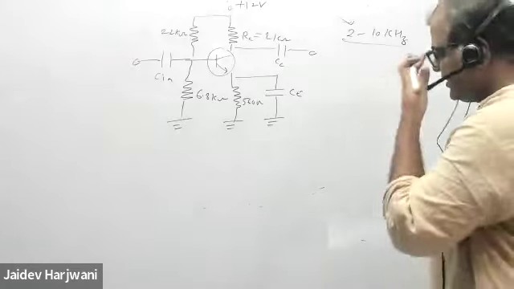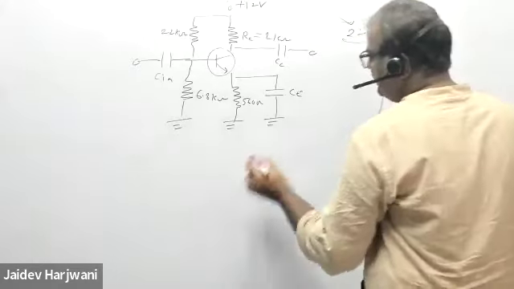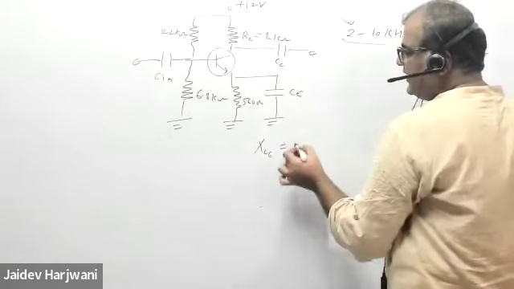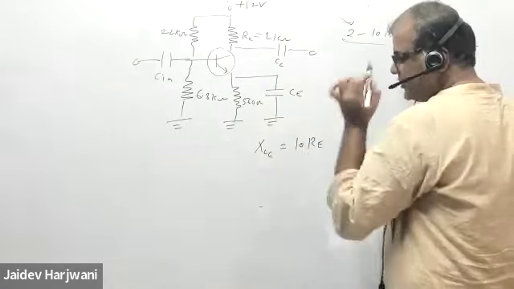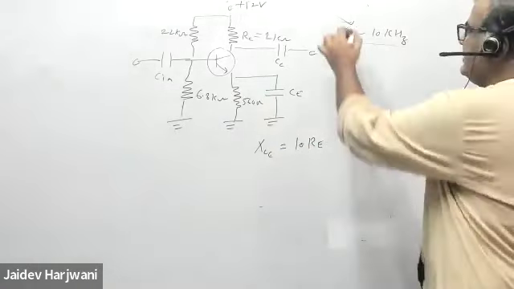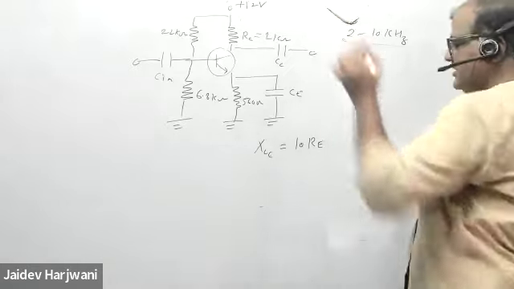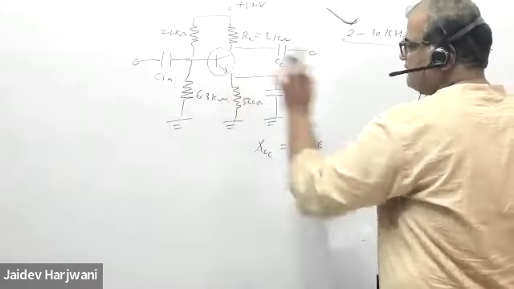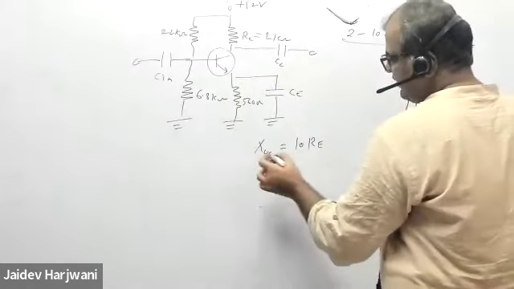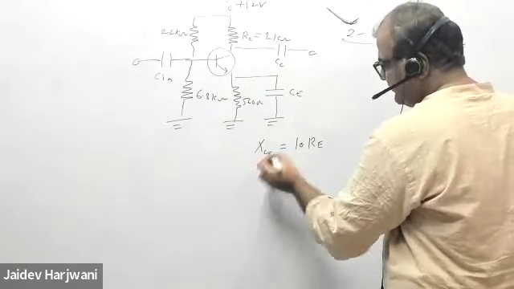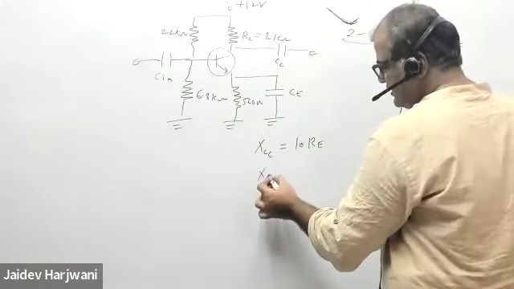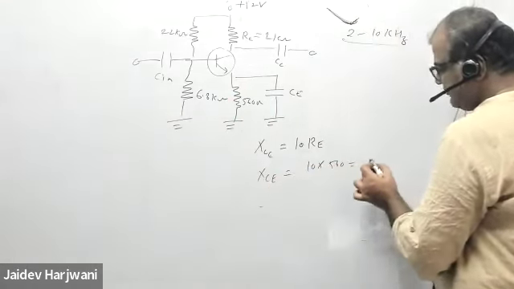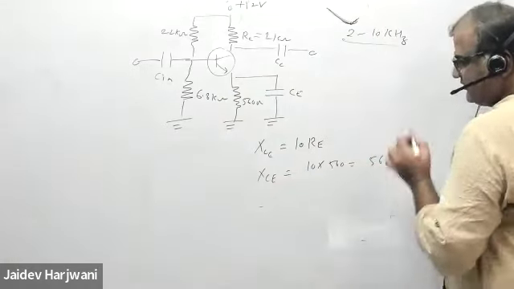So the general rule is that XC of this capacitor should be equal to 10 Re. If you want to design a CE for minimum frequency, then XC of this capacitor should be at least 10 times your Re. So from here I can find my XCE. Re already I know, so XC will be 10 times 560, so this becomes 5,600.